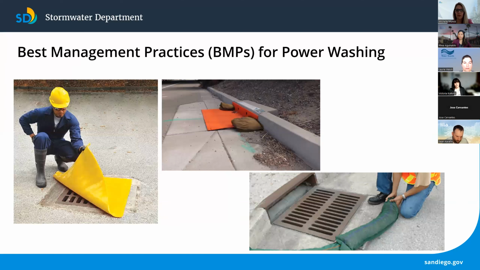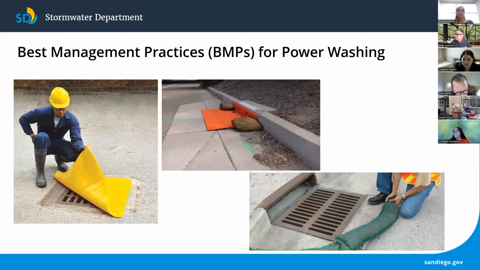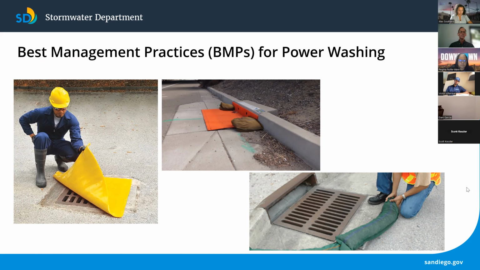Also, you can see down in the corner here, this is a sort of sock berm type of device, which you can use to protect the outlet. You can also use it to divert the runoff into your vacuum or divert it onto a landscape surface. And again, these are just some examples of things that we have seen. Next slide, please.